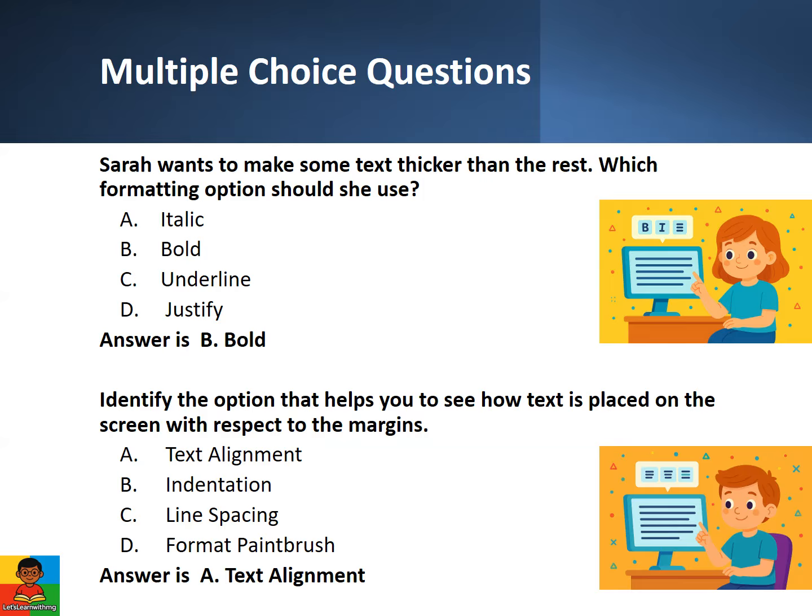Question 2. Identify the option that helps you to see how text is placed on the screen with respect to the margins. A. Text alignment. B. Indentation. C. Line spacing. D. Format paintbrush. The correct answer is A. Text alignment.